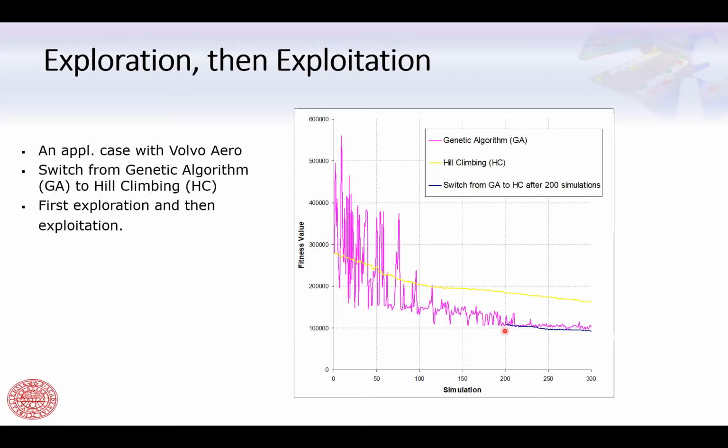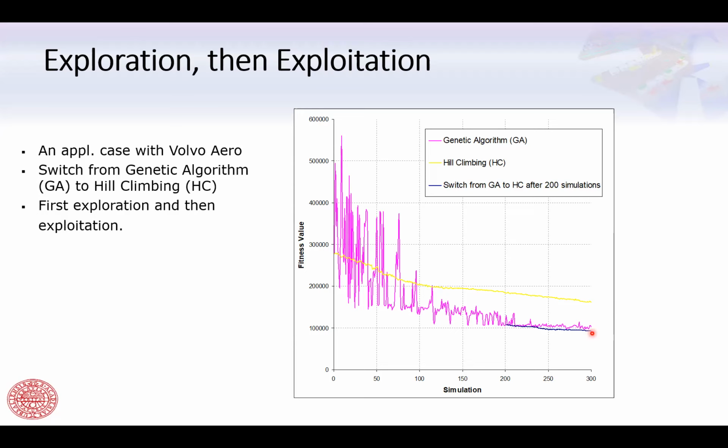But then we switch after 200 simulations. I don't think this is a correct term; I think this must be something like 200 generations. And then we switch to hill climbing. Here you could find something very interesting: the hill climbing actually could find values lower than the genetic algorithm. So applying hill climbing from the beginning will give you much inferior solutions compared to the genetic algorithm. But if you first start with exploration and then later switch to exploitation, you could find even better values.